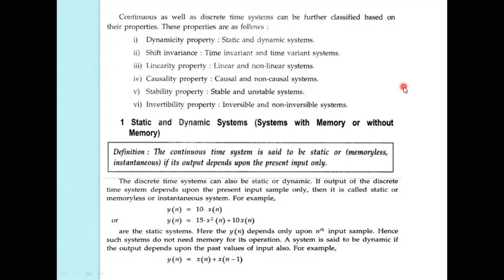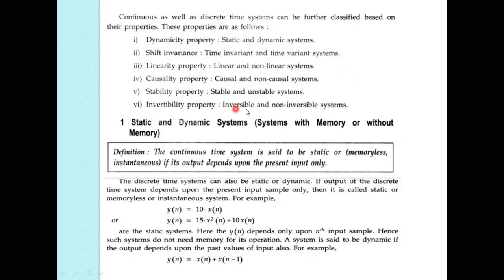Six properties are there. The dynamicity property, nothing but static and dynamic systems. Shift invariance, nothing but time invariant and time variant systems. Linearity property, nothing but linear and non-linear systems. Causality property, causal and non-causal systems, my dear students. Linear signal and non-linear signal is different. The linear and non-linear system is different. And causal signal and causal system is different. Causal and non-causal system. Stability property, stable and unstable system.